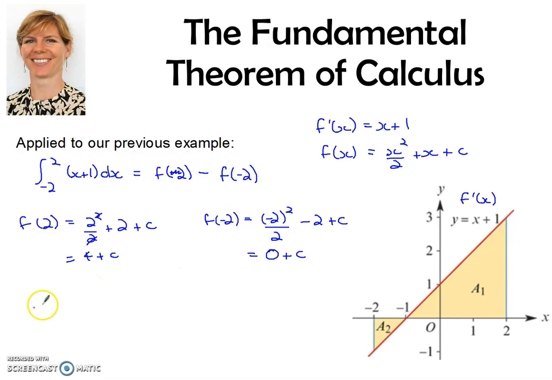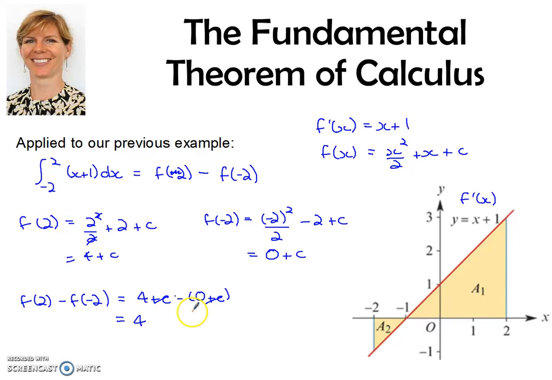And then when you do the subtraction, f of 2 minus f of minus 2, it gives you 4 plus c minus 0 plus c. And you can see that the c's cancel out, and you end up with 4, which is the answer that we got using our signed areas, and also the answer we got from our class pad.